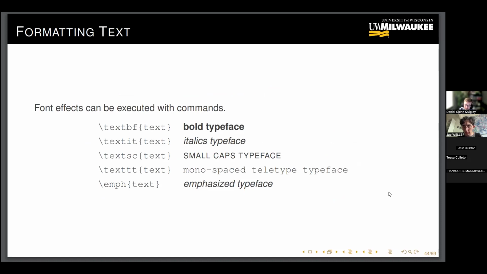Some effects can be executed, again, using commands, backslash the command, and then the argument. So if I want to do boldface, it's \textbf. Italics, I use \textit. Small caps, \textsc, and so on.